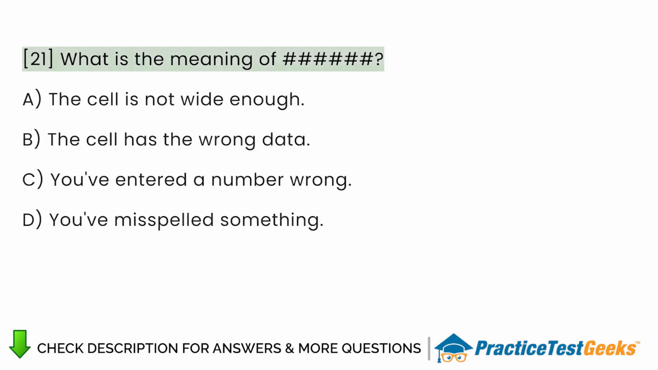What is the meaning of hashtag? A. The cell is not wide enough. B. The cell has the wrong data. C. You've entered a number wrong. D. You've misspelled something.